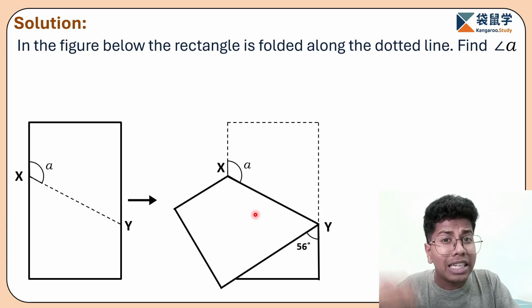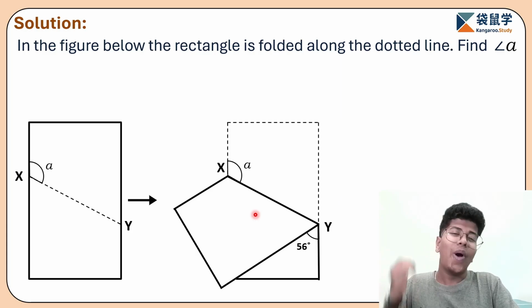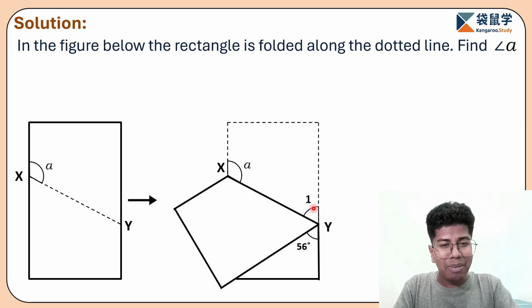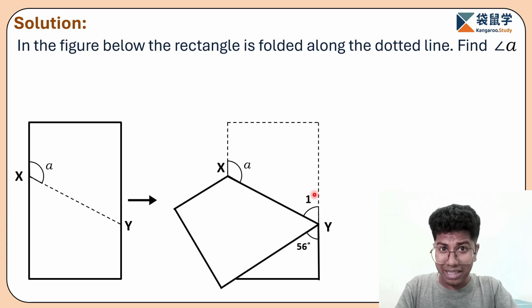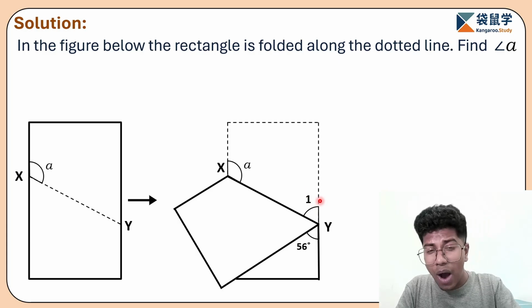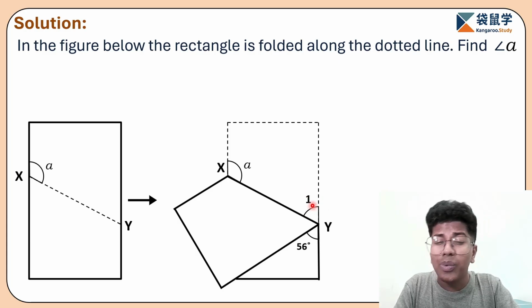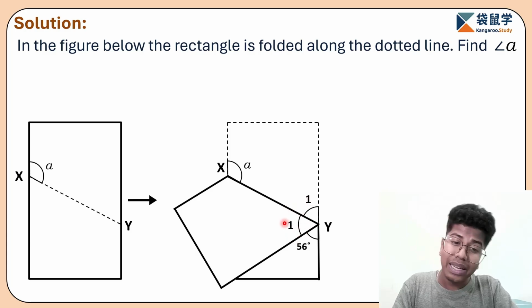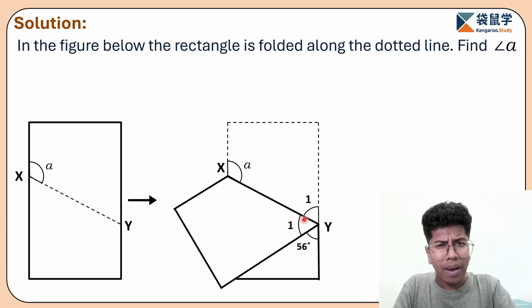So what about the corresponding angles we just learned? Corresponding angles are also the same. So if I label this as angle 1 before folding, which other angle will this be corresponding to? This is also the same, because the part after folding will overlap on this, and angle 1 is equal to angle 1, as we can observe.